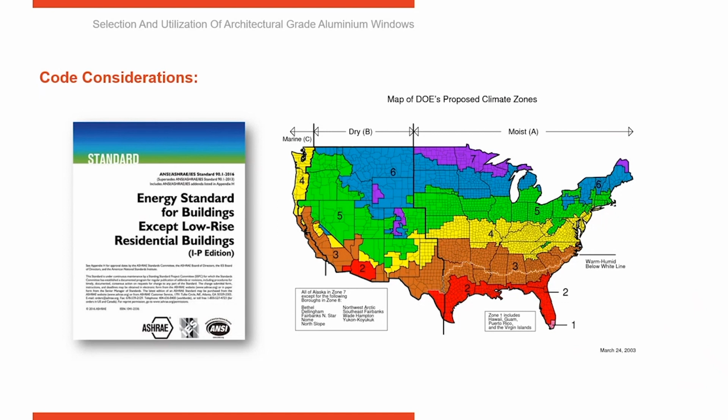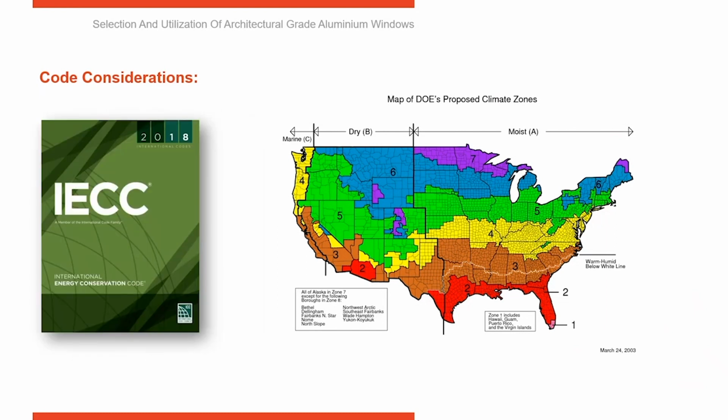This is one of the more common energy codes, but you might also be subjected to International Energy Conservation Code. So it's going to be one of these two. One of these codes is going to set thermal performance or energy requirements for your project. So make sure you know which one you're subjected to or you need to adhere to, and then follow it.